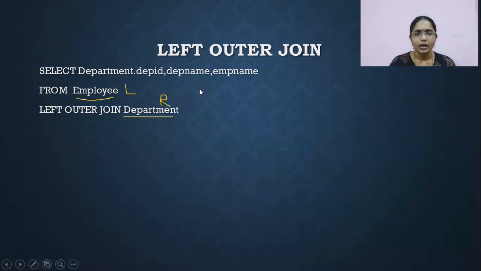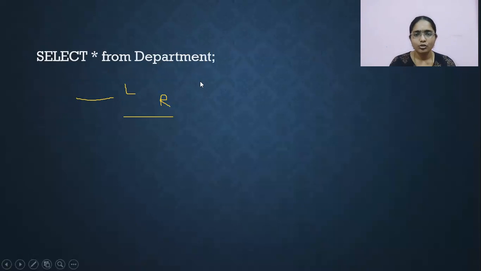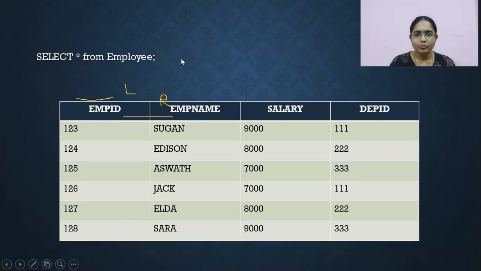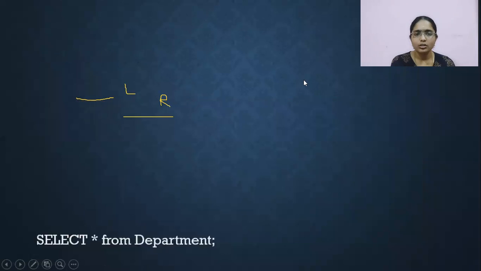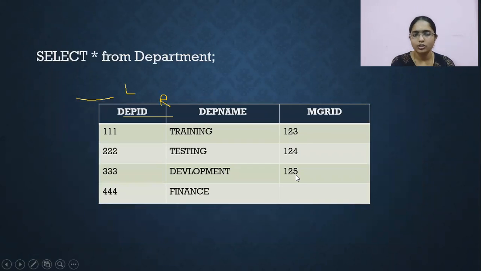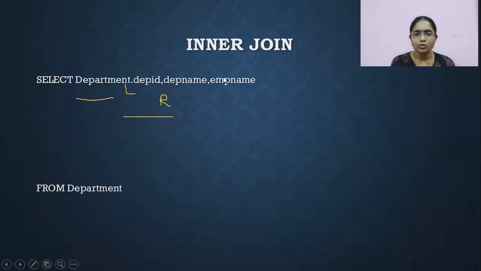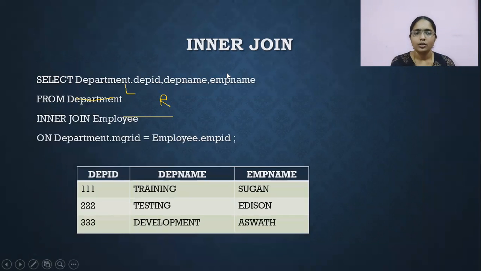Now we'll go two steps backward and compare with the table. Look at this one here. All the information, in the sense you can notice the values starting from Sugan till Zara, how many records are there? 6 records are there. These 6 records of your left table will be displayed. Among these, the matching records of your right table: only 3 records are matching, the manager IDs 123, 124, 125. The matching values of your right table will be displayed.